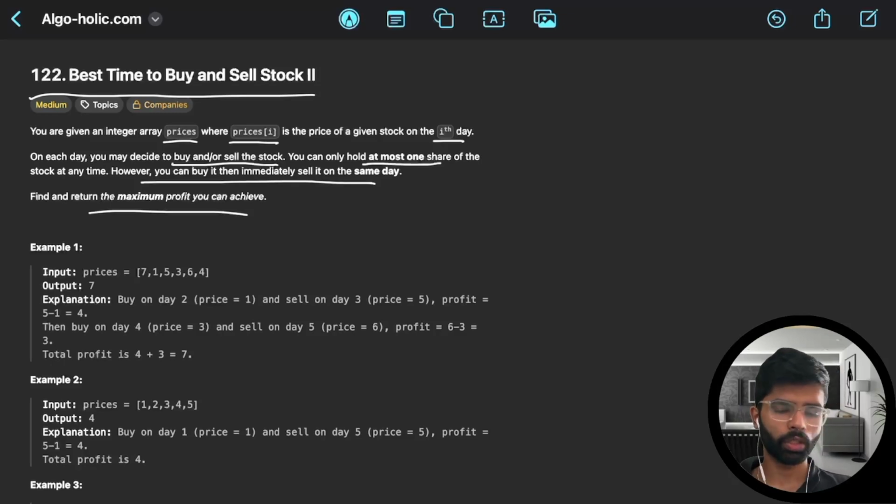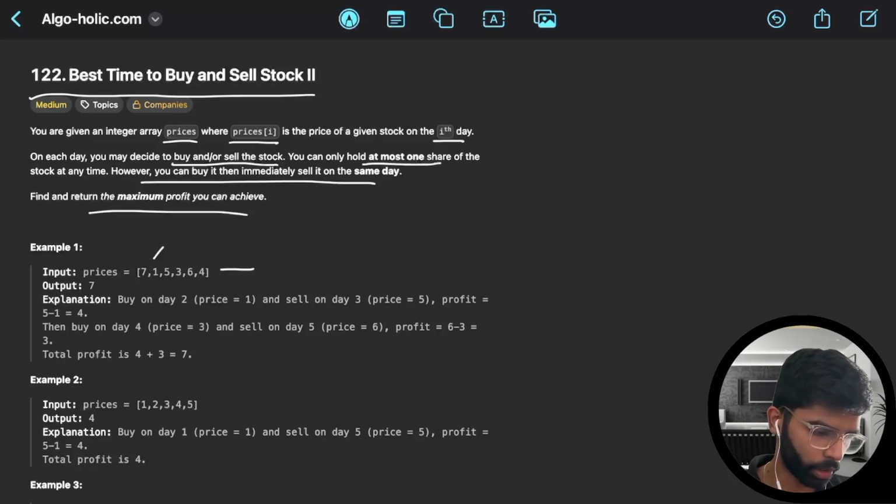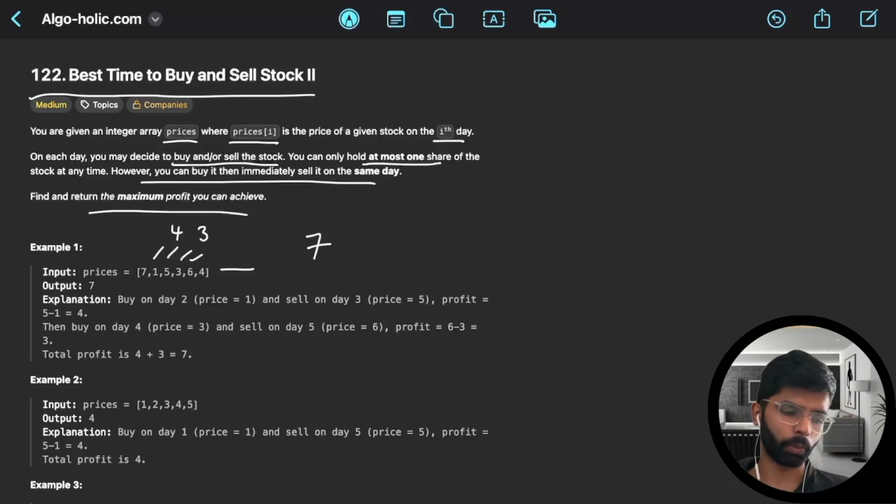This is the continuation of the previous problem, so I recommend you finish that before trying to attempt this because the way we approach both the problems is pretty similar. Let's look at an example. Here we have an array. So we buy the stock on this day, we sell the stock on this day, we get a profit of 4. We again buy the stock on this day and we sell the stock on this day, we get a profit of 3. So the total profit is going to be 7.